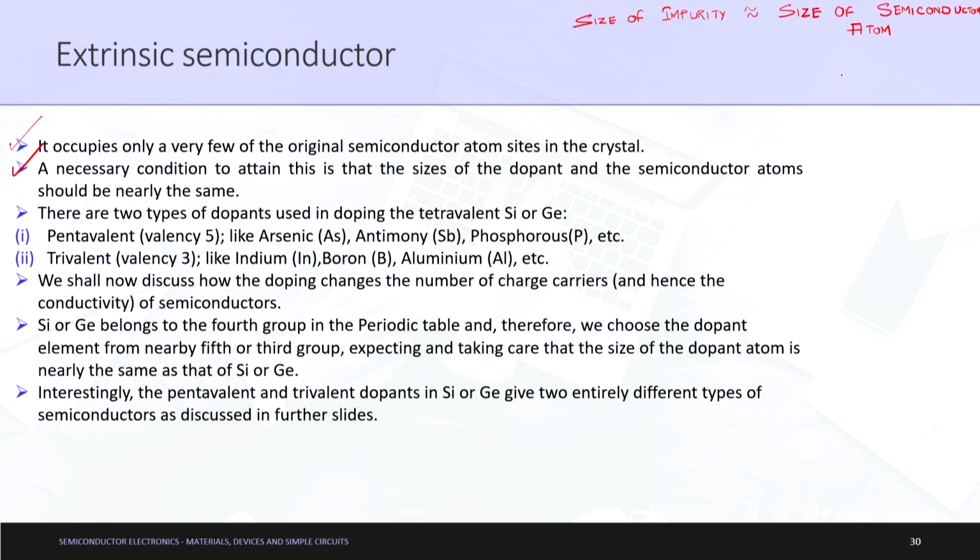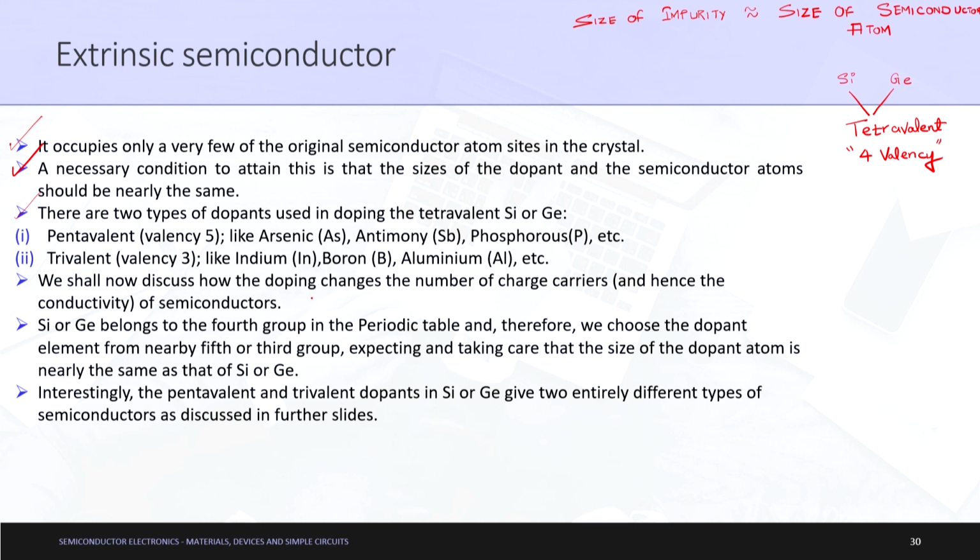First of all, please remember that silicon and germanium both are tetravalent, because these concepts are important when understanding this. As the name suggests, tetravalent means valency 4. Okay, so what are the two types? First is pentavalent, that is valency 5, like arsenic, antimony, phosphorus, etc. Second is trivalent, valency 3, like indium, boron, aluminium, etc. So, these are the two types of dopants which we use.